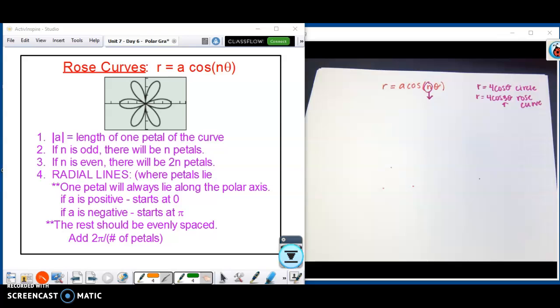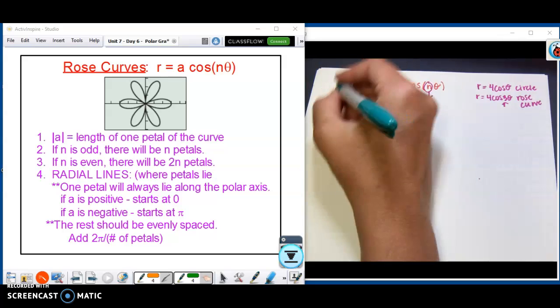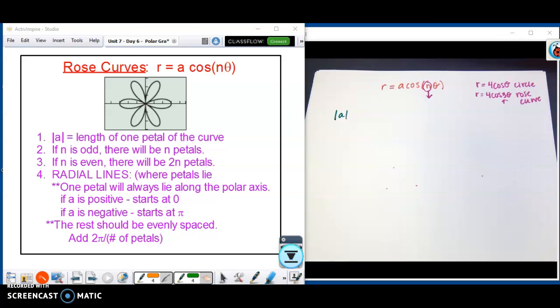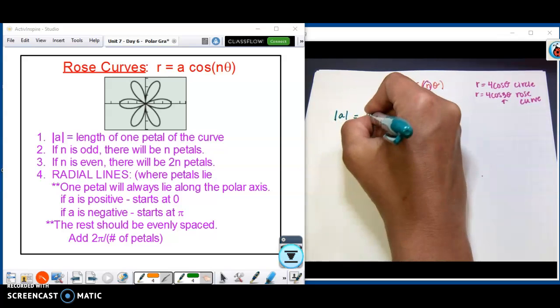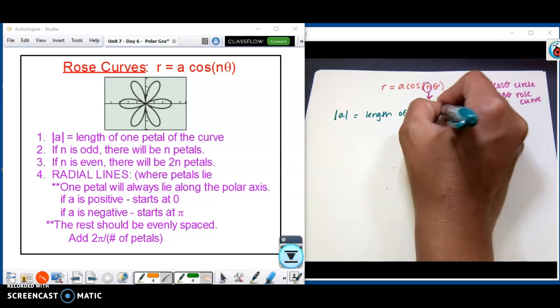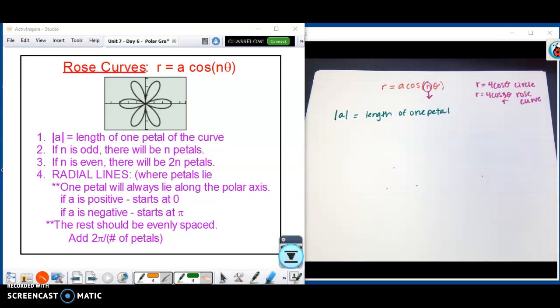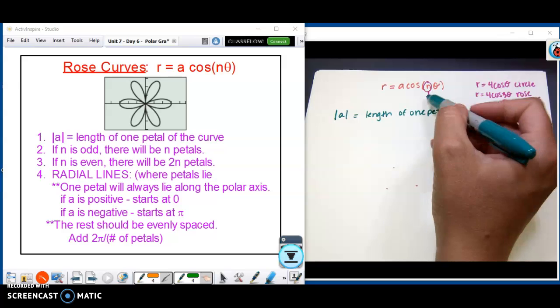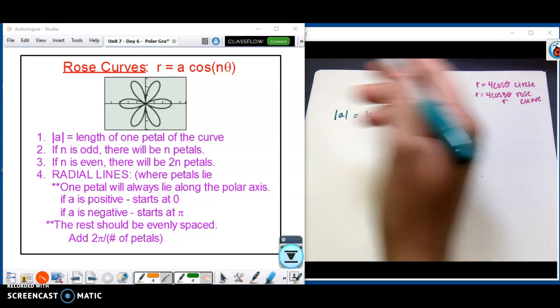Alright, there's a lot of little rules for rose curves, so I just have to pay attention. I'm just going to go through these rules. The first rule is that the absolute value of a is going to be the length of one petal. Think about drawing a flower. The length of our petals is going to be the absolute value of a, just like your diameter was on your circle.